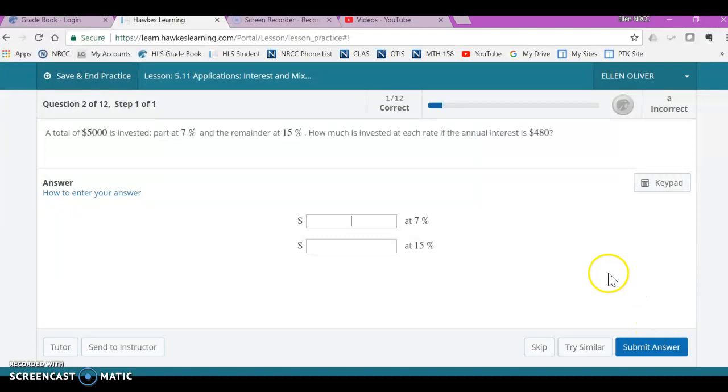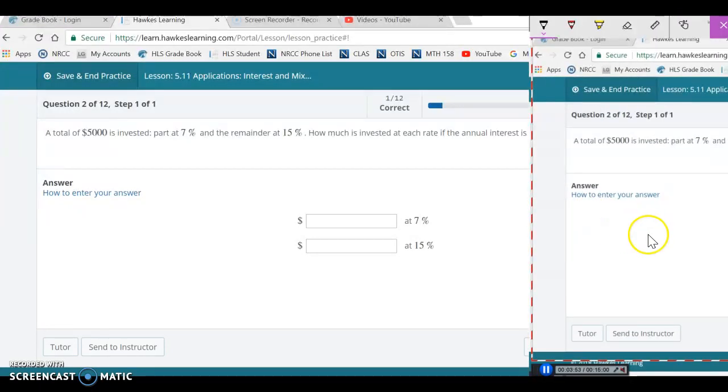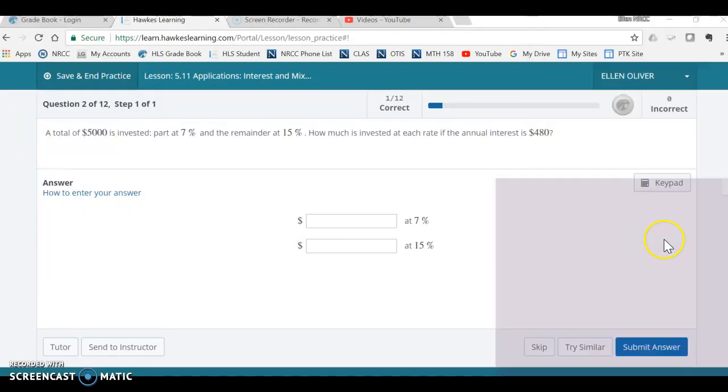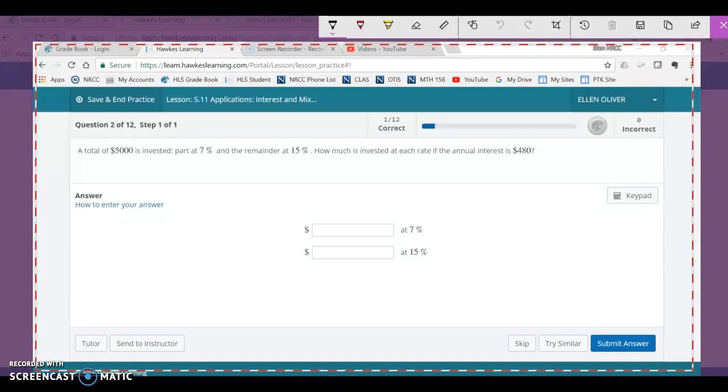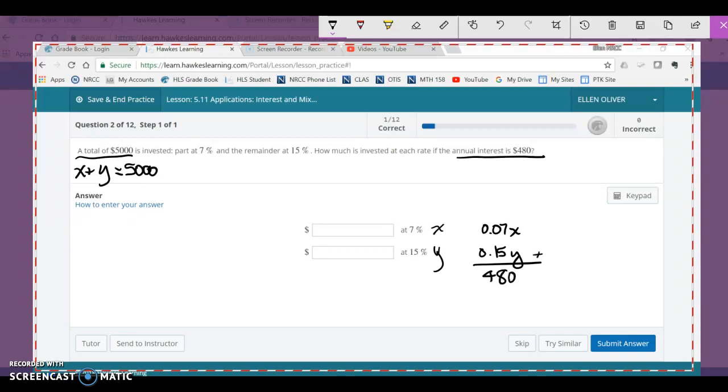Now we've got an interest problem here. Okay, so these are my X dollars. These are my Y dollars. So the interest I'm gonna earn on X is gonna be 0.07 times X, and the interest on Y is 0.15Y. Total of 5,000, so X plus Y has to add to 5,000. Part at 7, part at 15. How much is invested at each rate if the total annual interest is 480? So the interest rate times the amount at 7% plus the 15% times the amount is going to add up to 480. So there's my second equation.